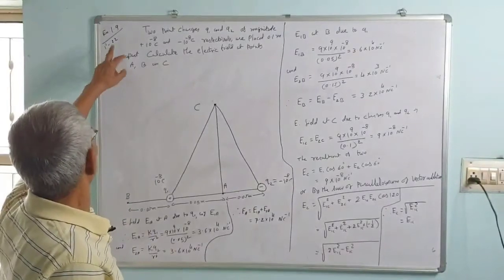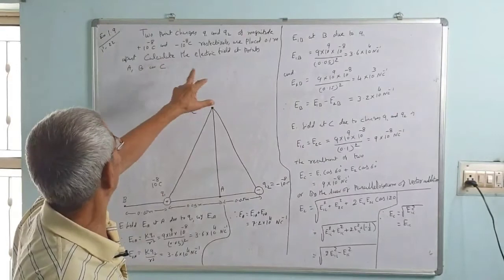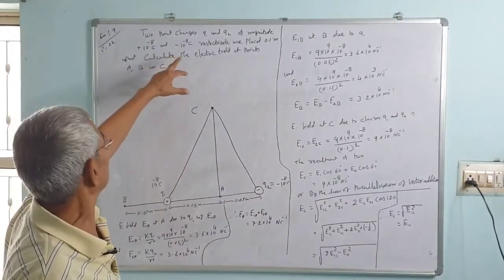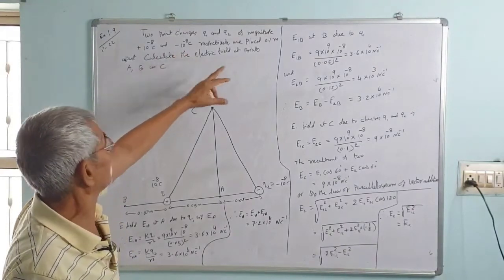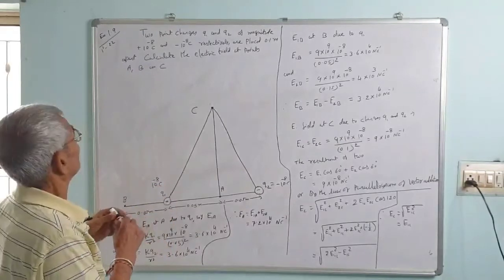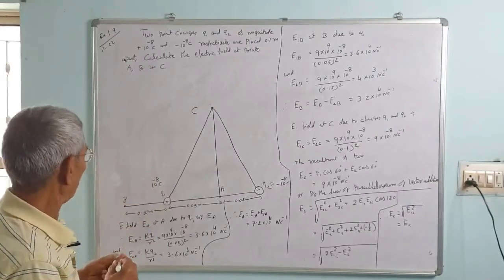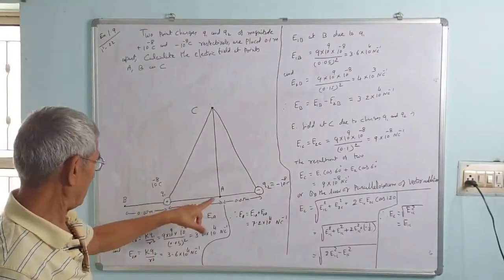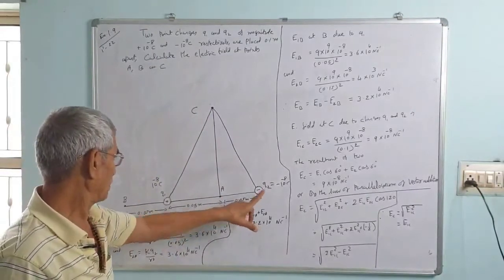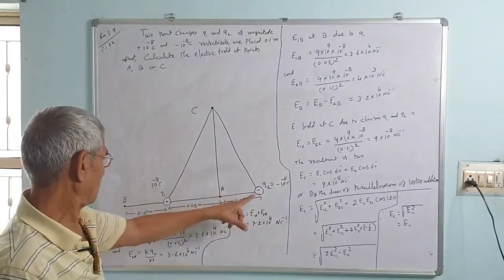Next, example 1.9 on page number 22. Two point charges Q1 and Q2 of magnitude plus 10^-8 coulomb and minus 10^-8 coulomb respectively are placed 0.1 meter apart. Calculate the electric field at points A, B and C as shown in the figure. We have to calculate the electric field at A, B and C due to the charges Q1 and Q2.